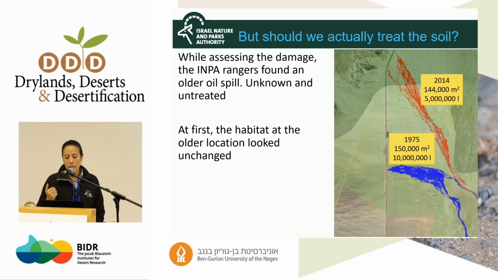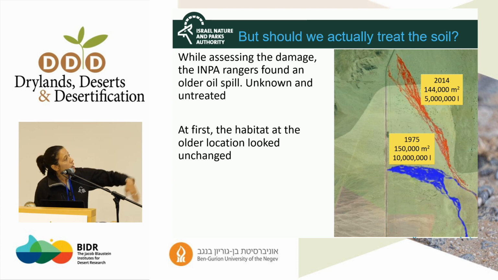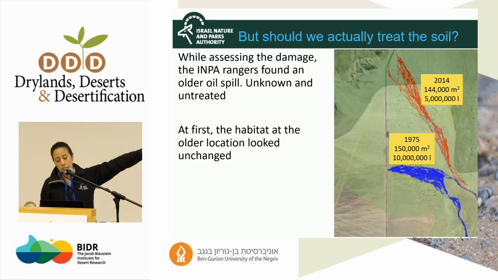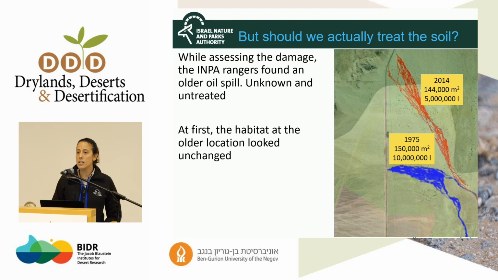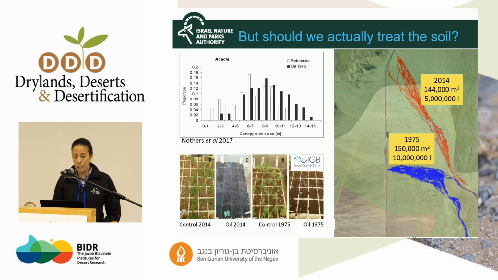While assessing the damage, one of the rangers found that there was an older oil spill. Going back to the records, they found that there was an even bigger oil spill in 1975. That's the blue below. At first look, it seemed okay, unchanged. But when they started looking at it, they found that in the older oil spill there are no new acacia trees, meaning there were no acacia trees younger than 40 years old. And this led us to the thought that there might be a problem.